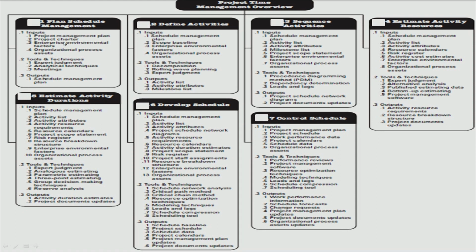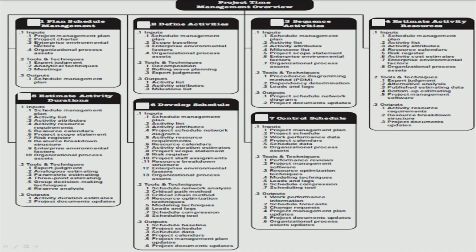If you look at the first process which we have just discussed, schedule management, there are four inputs in this particular process, right. The first input is the project management plan. First of all you should have a project management plan, then only can you prepare the schedule management plan, right.